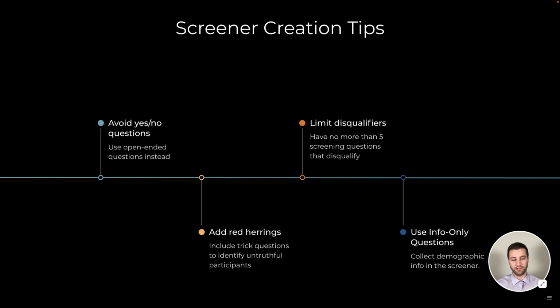All right, last one. This is a little bit optional for you, but a good tip: use info-only questions. This would be non-disqualifying questions, so it doesn't matter what they answer, they would pass through the study. A good example of this would just be collecting demographic info in the screener.